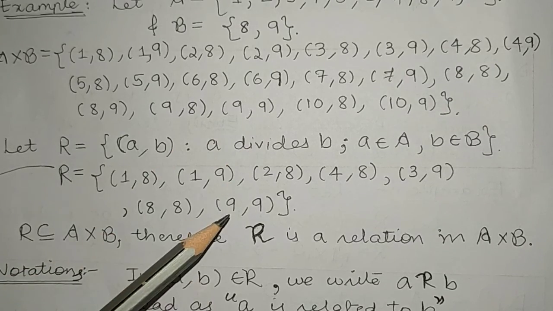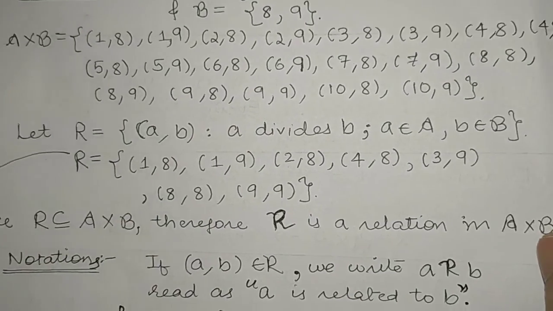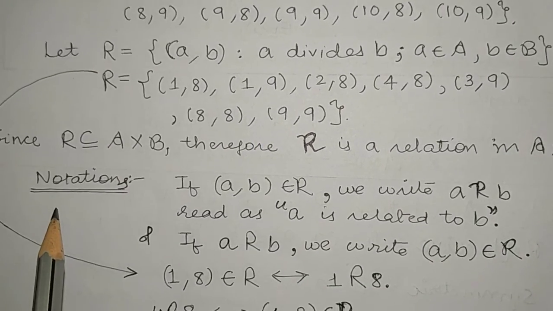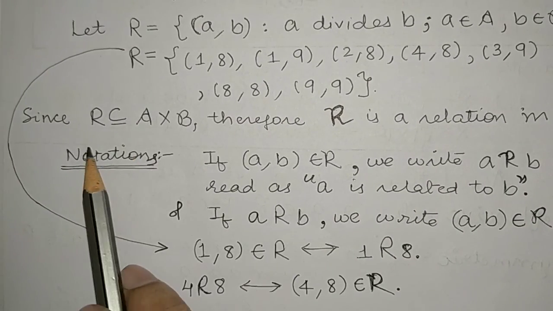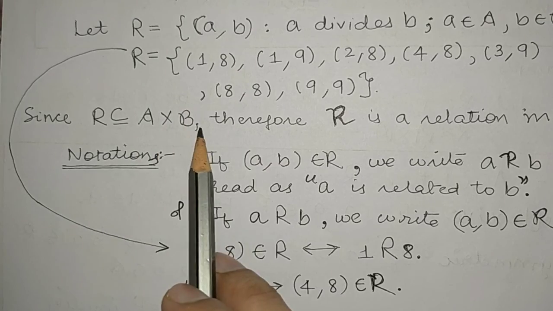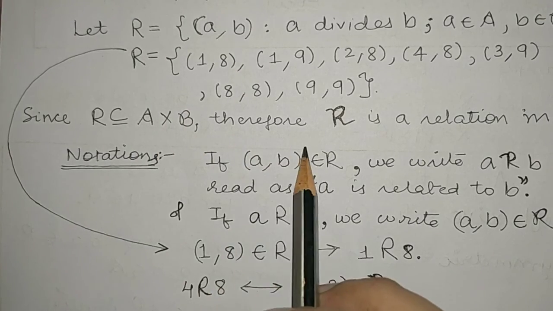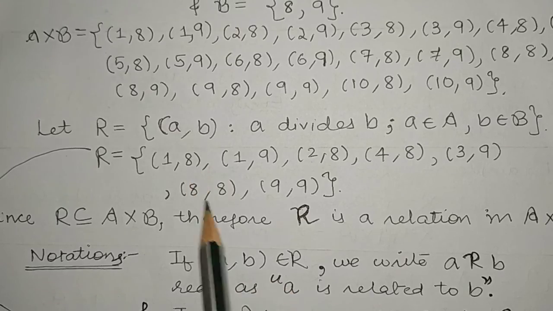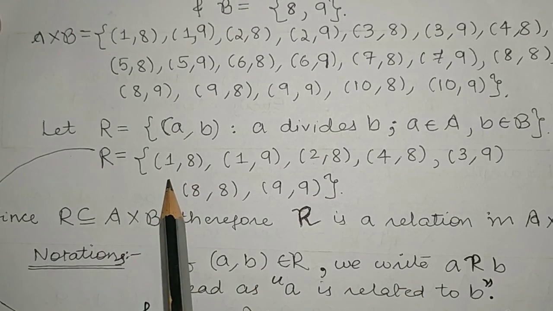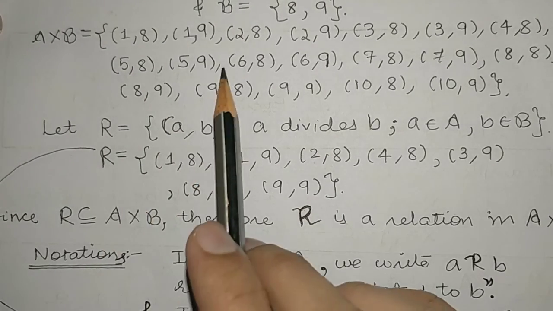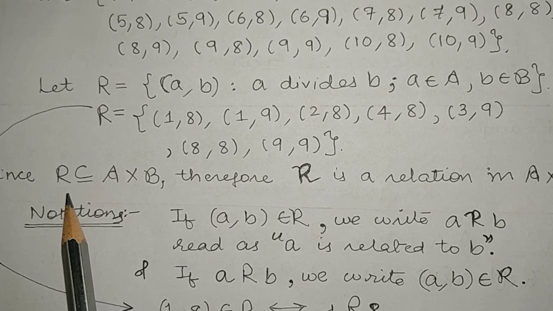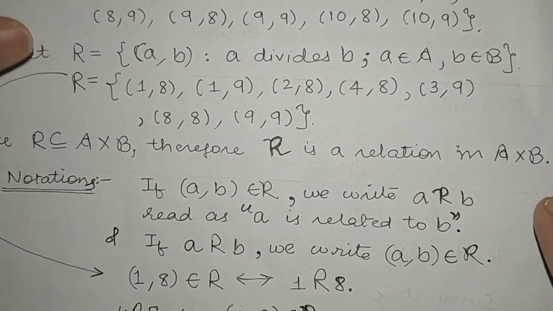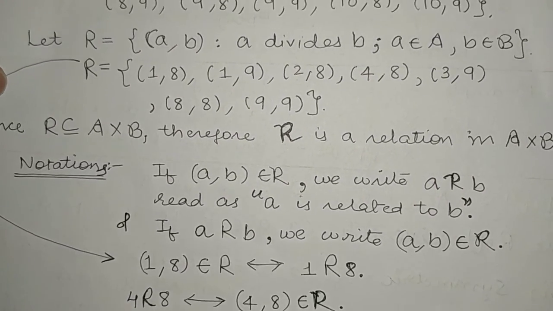9 divides 9, so it is there. Okay, so the set R is this, right? Now since this set R is a subset of A cross B, therefore R is a relation in A cross B. All these elements are in A cross B. All the elements of R are in A cross B. So R will be a subset of A cross B, therefore R is a relation in A cross B, right?